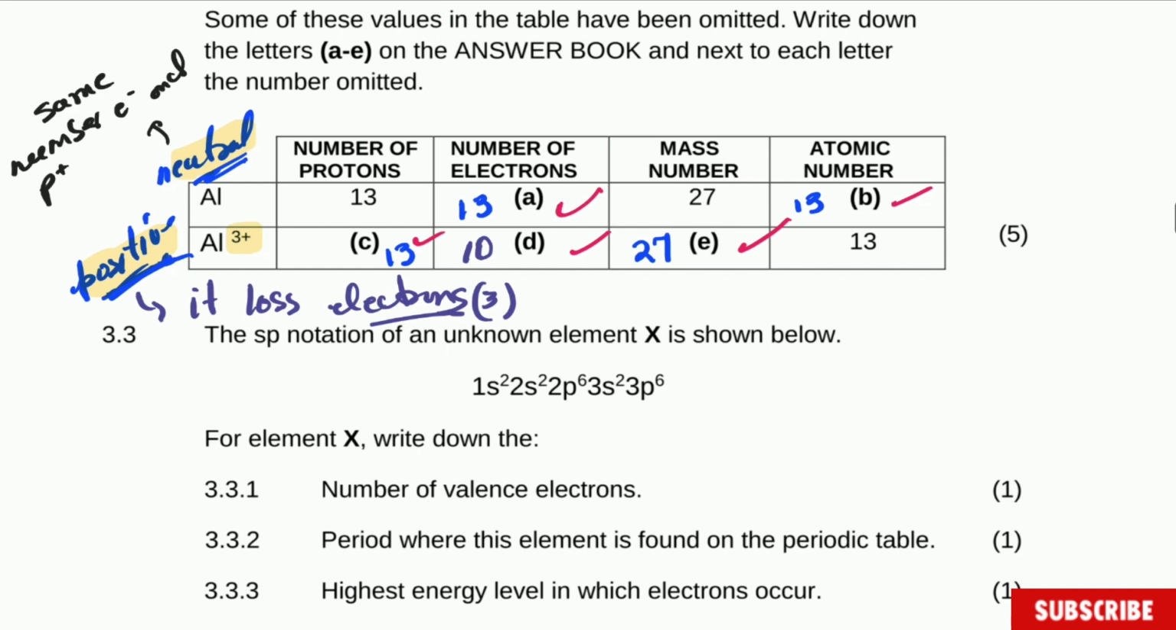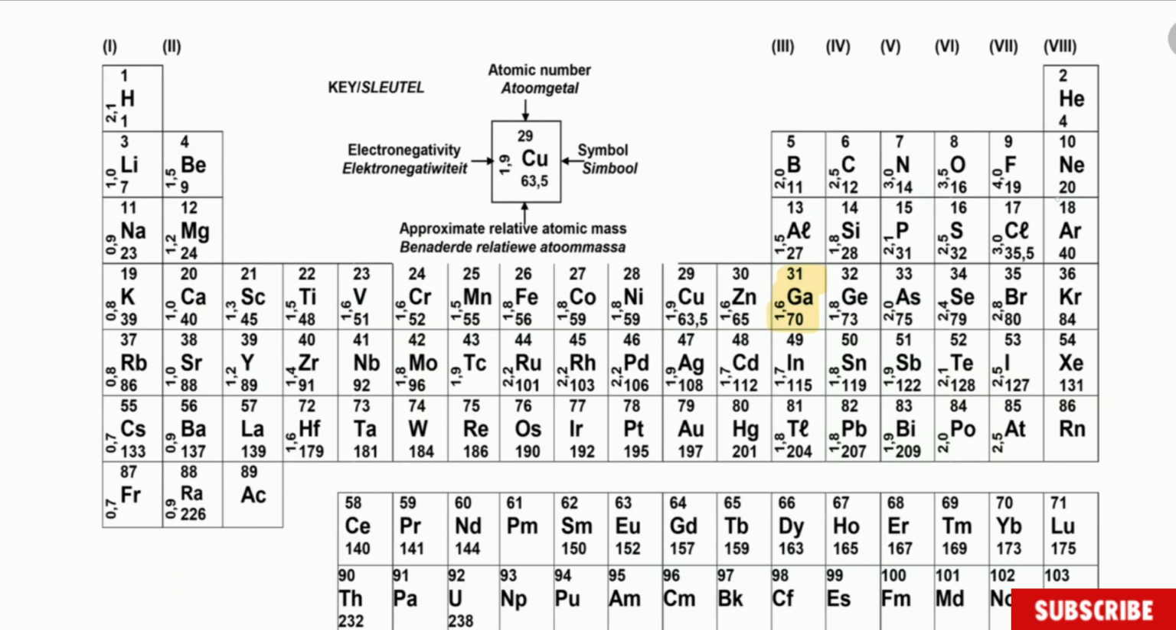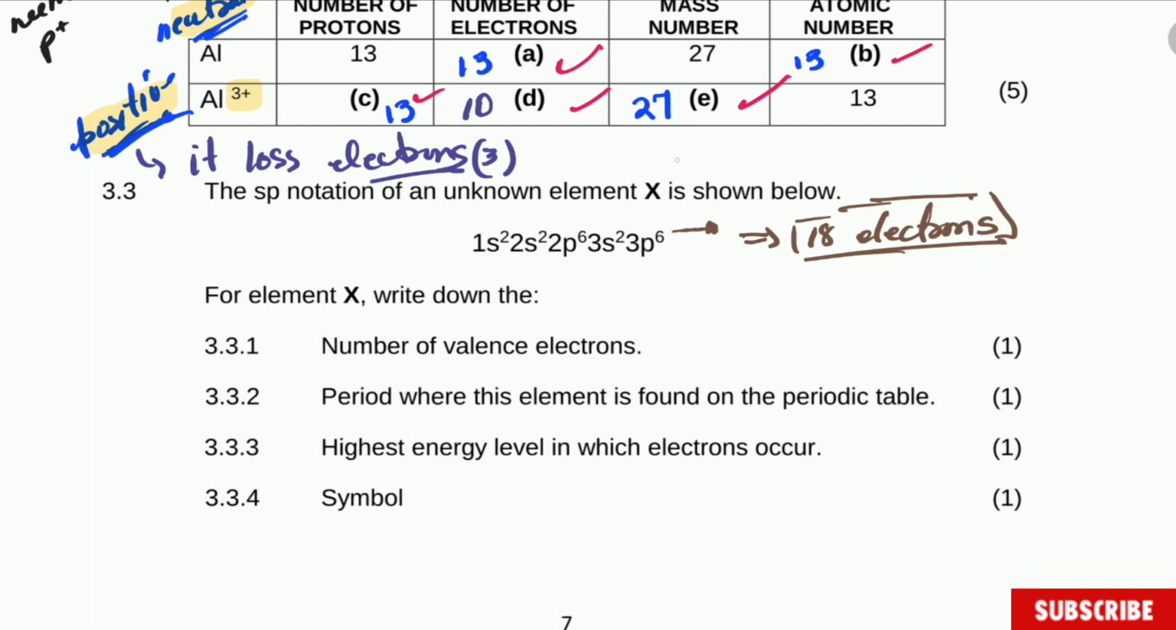The SP notation of an unknown element X is shown below. Now, for this unknown element, what do we know? We know that it will have 18 electrons. These 18 electrons come from these little numbers on top. I add, and that gives me the number of electrons there. Okay, so if we go to the periodic table, we are talking about argon, which has 18 electrons. So this unknown element is going to be argon.